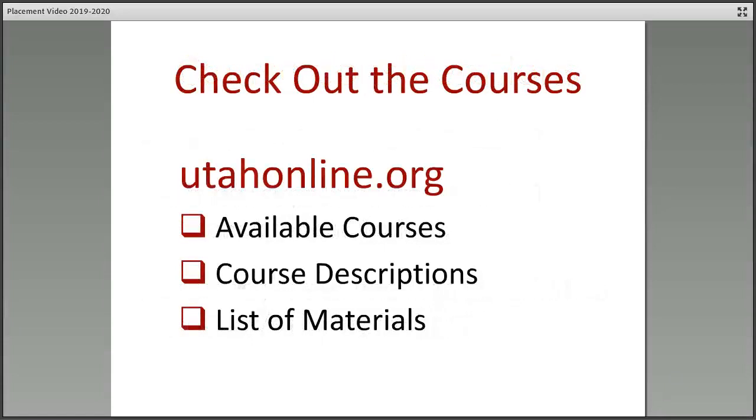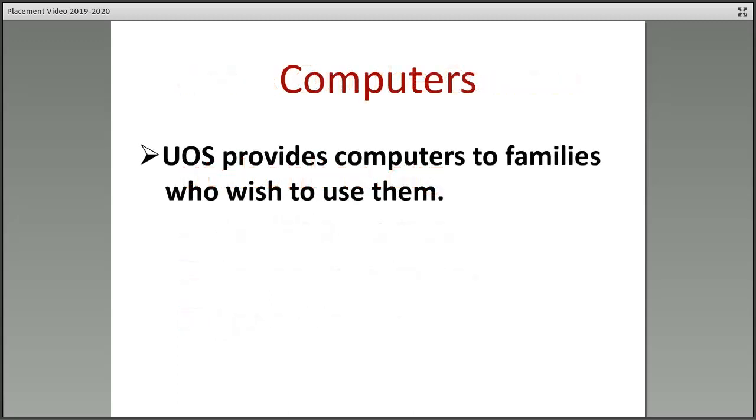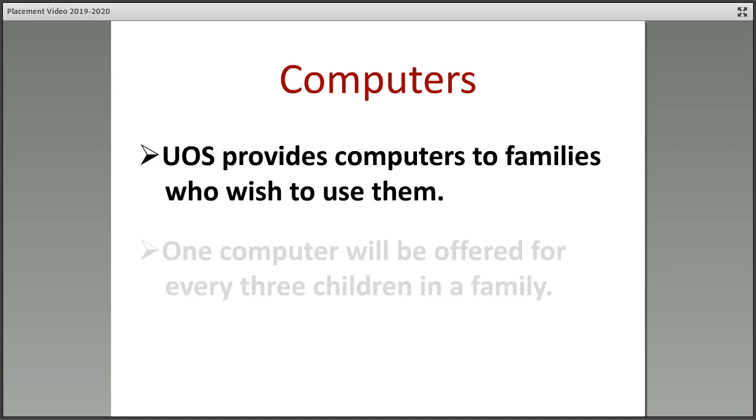Utah Online School does provide computers to families who wish to use them. One computer will be offered for every 3 children in a family, and that computer may be used for the duration of the school year.